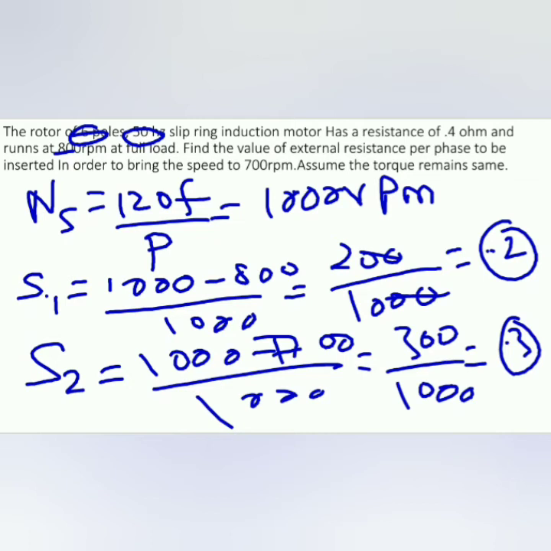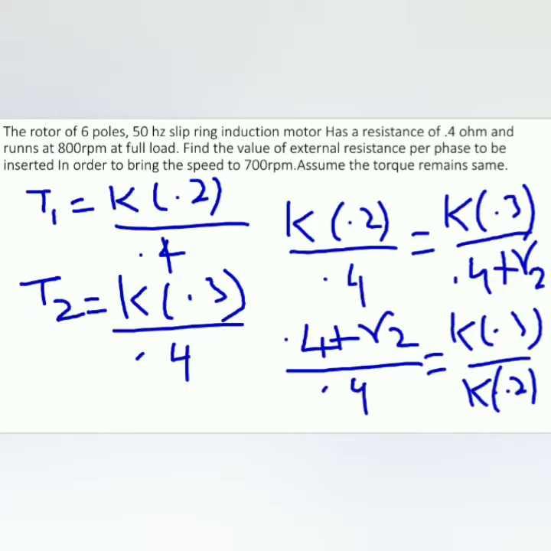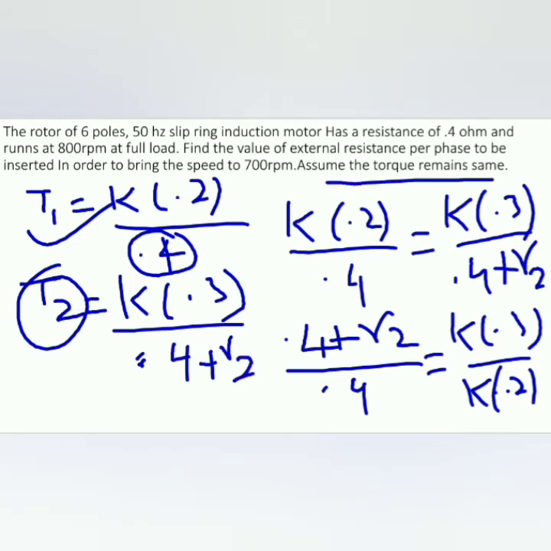Now, let us do the calculation. S1 we know, S2 we know, and R2 also we know. So the first torque T1 will be K into S1, that is 0.2, divided by 0.4, this is R2. Similarly, we have T2, but here for T2 we add the external resistance to R2. Since the condition is given, we have to equate T1 and T2. So T1 will be equal to T2.